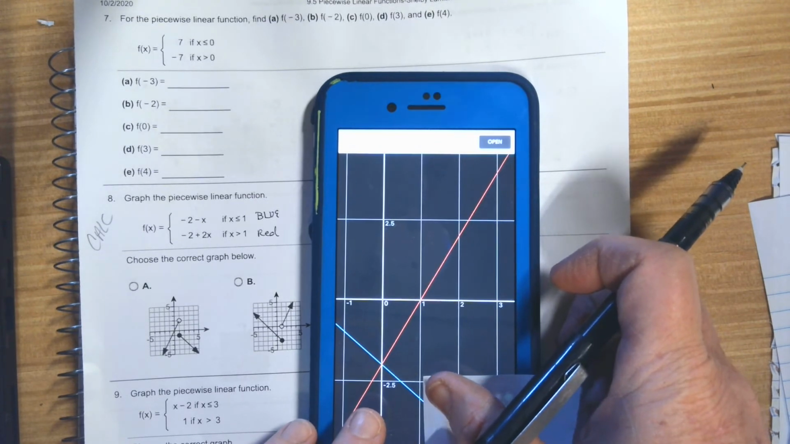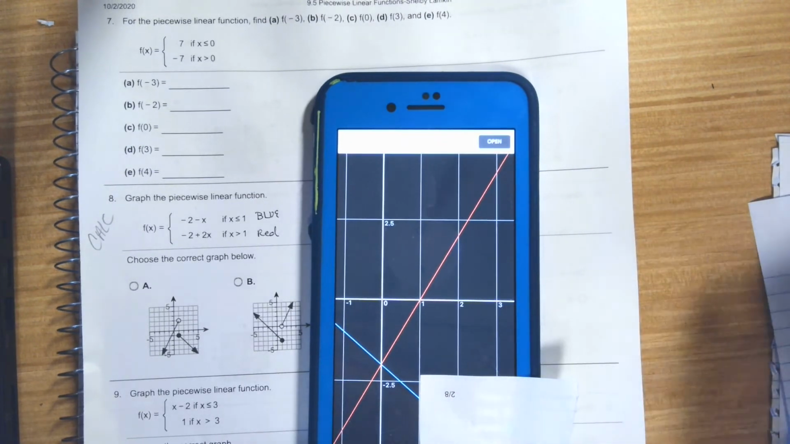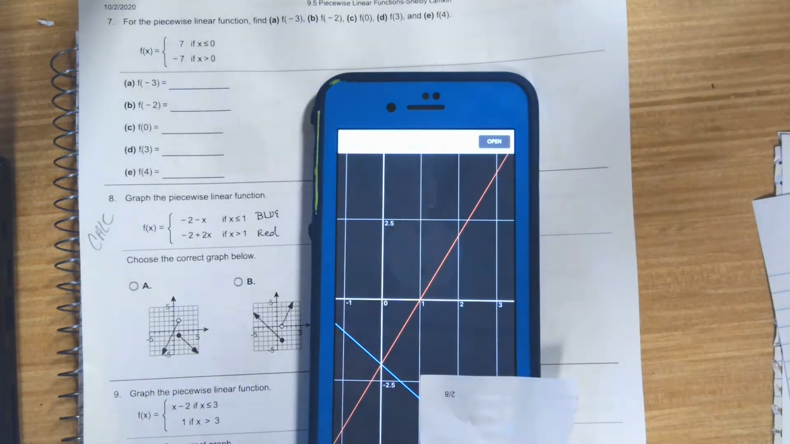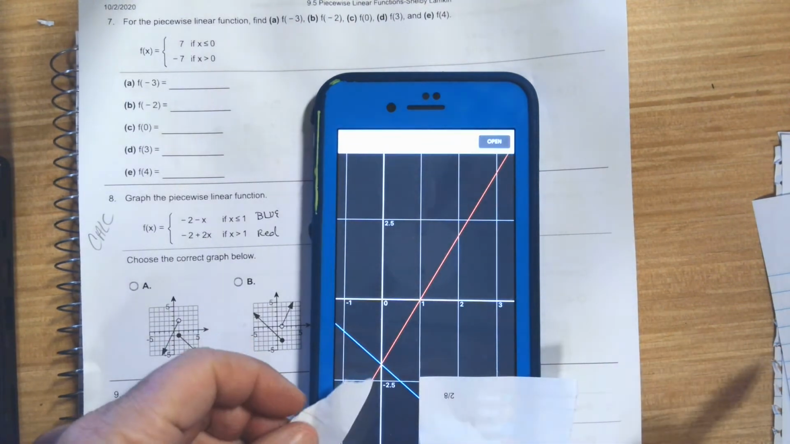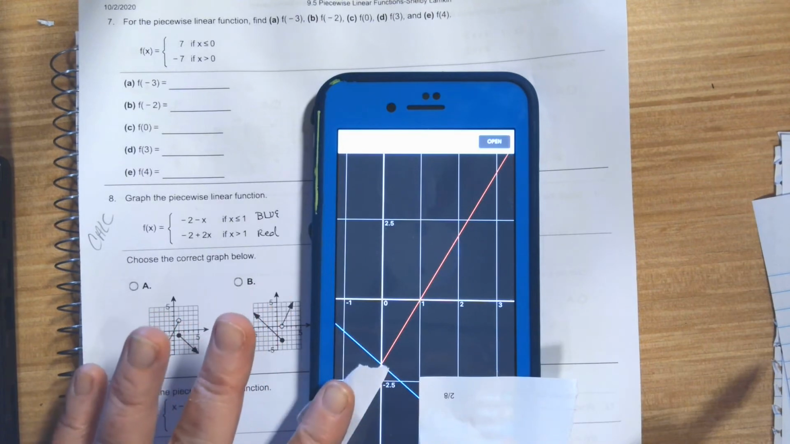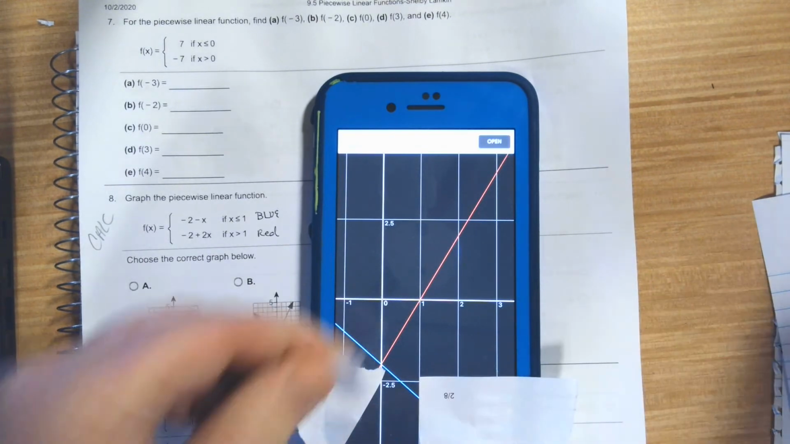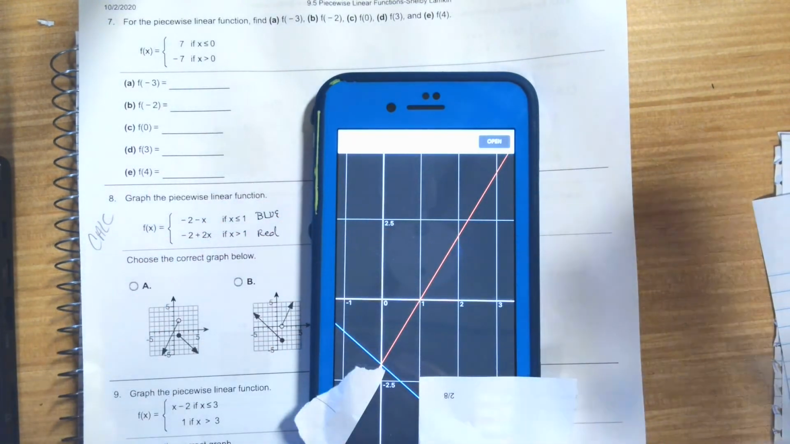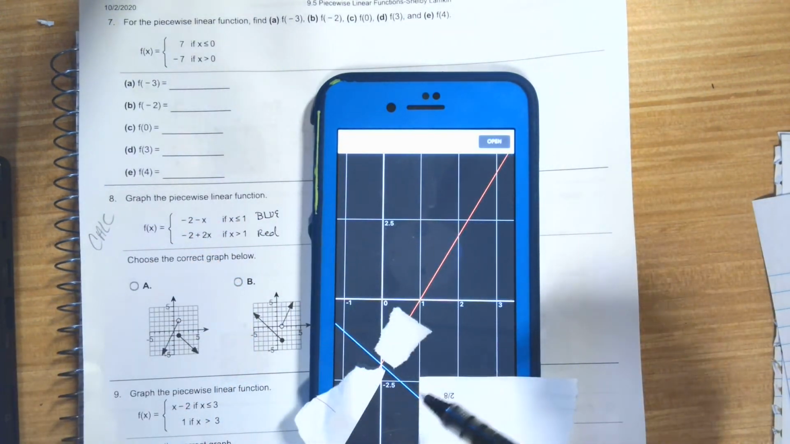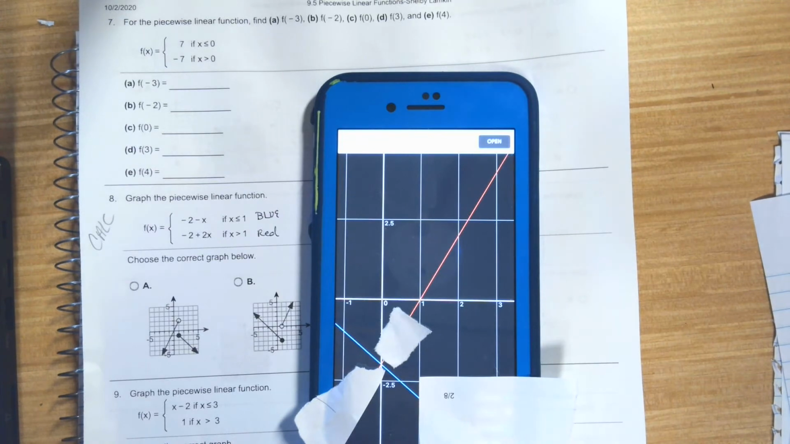So it would be like you were needing the blue line here. And the only part of the red line that you need is when x is greater than 1. So you don't need this part of the red line. And if I can get my paper small enough, you don't need this part of the red line either. So you get the blue, and then it picks up there.